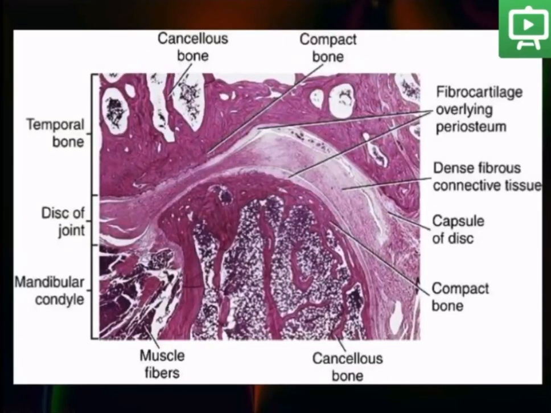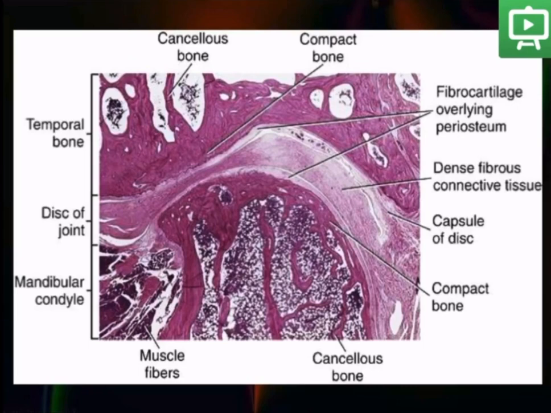A histological section of the articular surfaces, the upper and the lower, showing the upper temporal bone lined by a fibrocartilage layer and compact bone in the mandibular fossa, with more cancellous bone towards the articular eminence anteriorly.